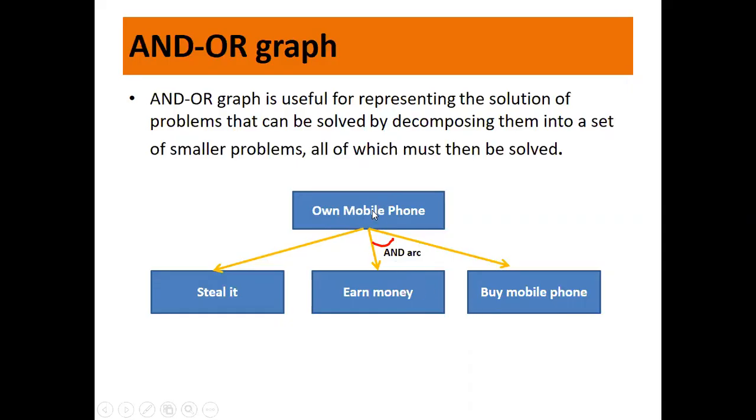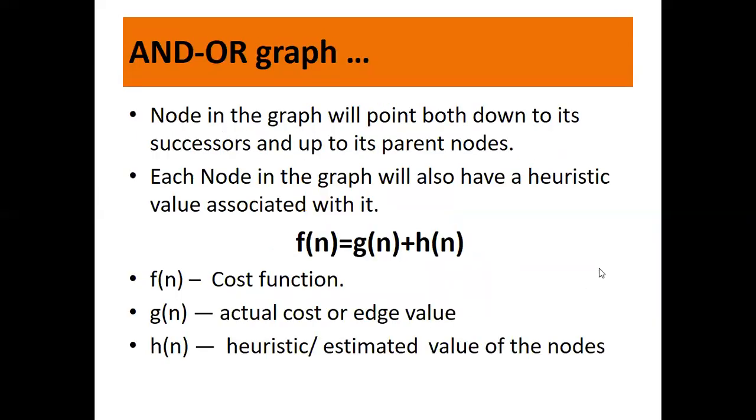So this is my problem statement. This is my goal, and these are the different ways I can achieve my goal, right? And this part where I'm just saying steal it is nothing but the OR part, and here this is an AND part. So it is an AND-OR graph. Why AND part? Because both of them together will be counted as a single path. Is it clear? We'll look at the examples and I'm sure it will be more clear then. So we'll be using AO star based on the AND-OR graph.